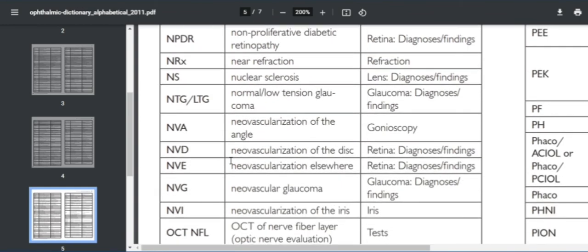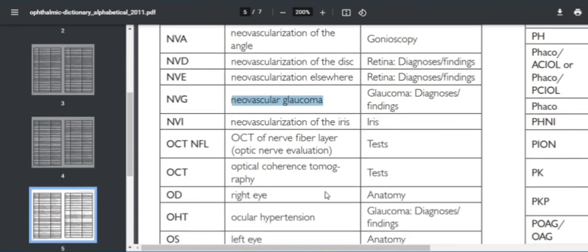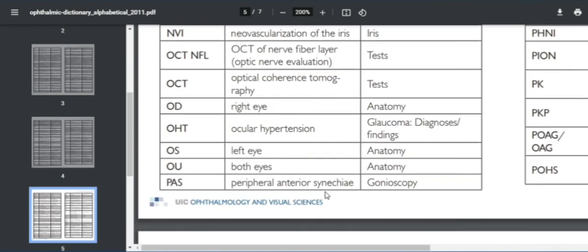NVA, neovascularization of the angle that I already said. NVD, neovascularization of the disc. NVE, neovascularization elsewhere. NVG, neovascular glaucoma. So this NVA leads to NVG. Okay, NVI, neovascularization of the iris, that means in the iris you can see blood vessels. OCT, NFL, nerve fiber layer. It is also used in glaucoma diagnosis.